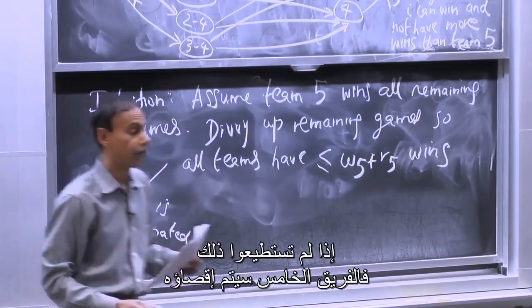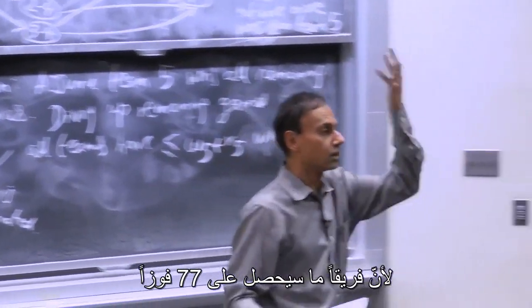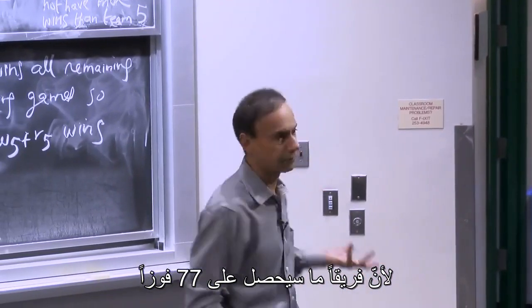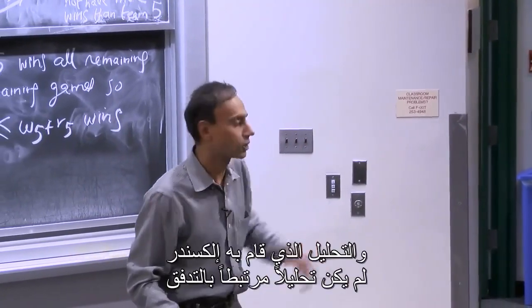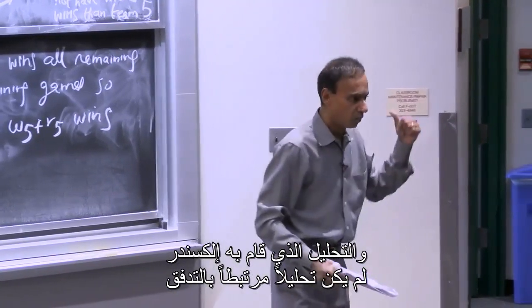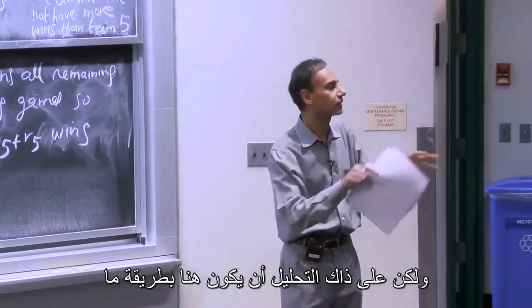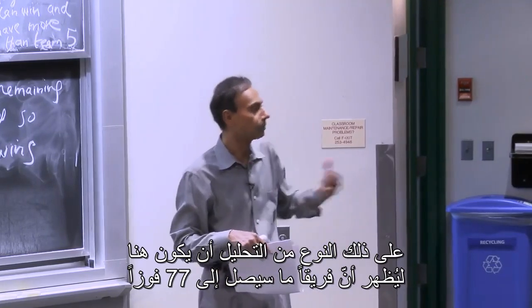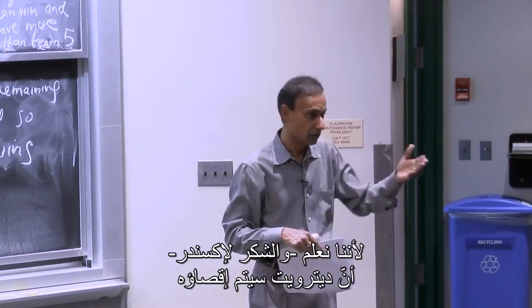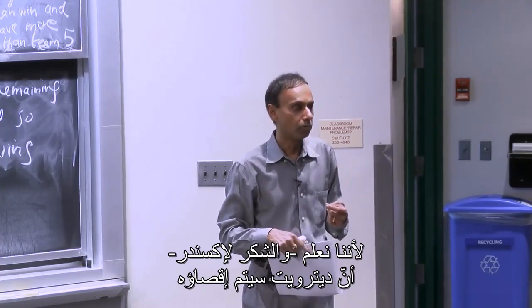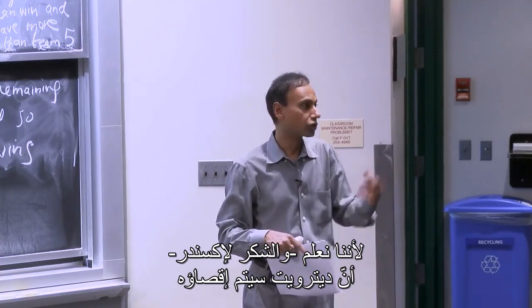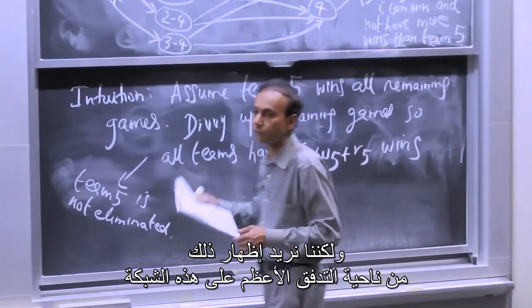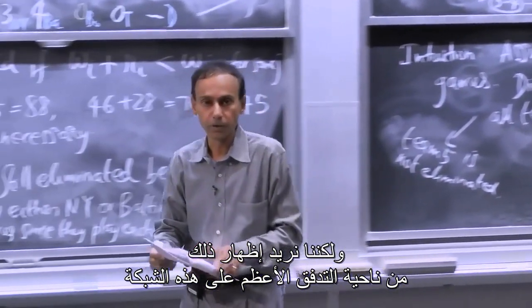Right? If you can't, team 5 is eliminated, because some team is going to get 77 wins. All right? And so that analysis that Alexander carried out wasn't a flow analysis, but somehow that's got to be in here. Right? That type of analysis has got to be in here to show that some team is going to get to 77 wins, because we know, thanks to Alexander, that Detroit is going to be eliminated here. Okay? But we want to show that in terms of the max flow on this network. All right?